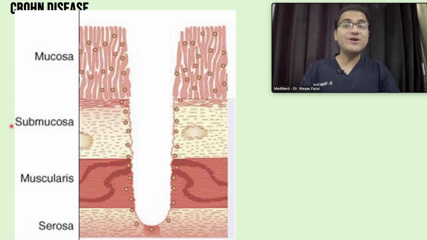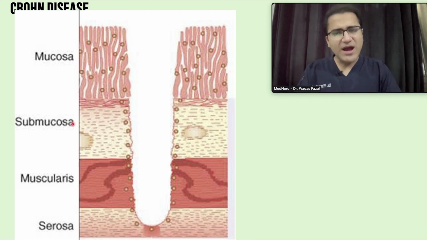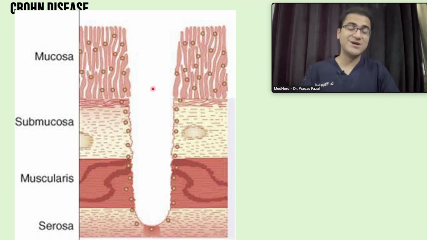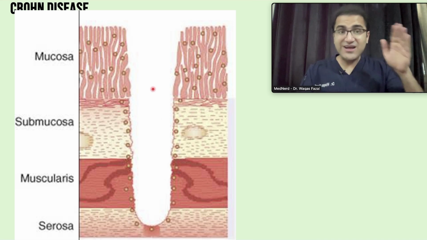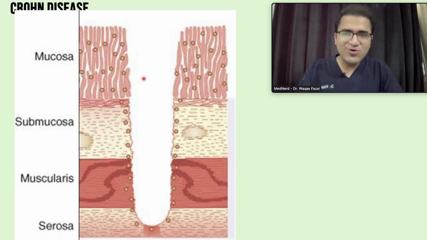Now you need to know the important layers of the GIT. Important layers include mucosa, which forms the innermost layer, and outer to that mucosa is submucosa, and outside submucosa is muscularis, which is the muscular layer, and the outermost layer is serosa. Now remember, Crohn's disease involves the whole thickness of the GIT. It is a transmural involvement. The whole thickness of the GIT tract is involved, and this inflammation would affect all these layers. In ulcerative colitis, on the other hand, only mucosa and submucosa are affected, while in Crohn's disease, all these layers are affected.